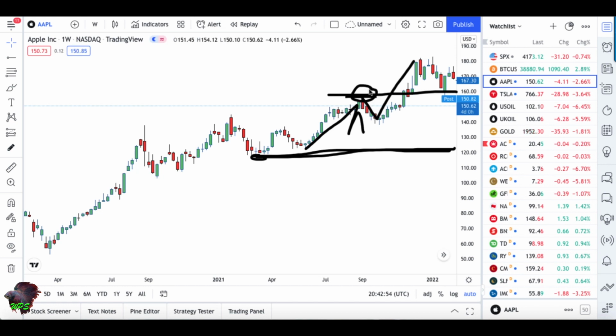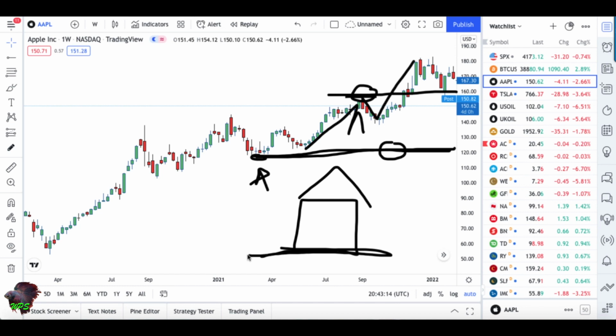This is the resistance that needs to be broken in order for the bulls to take over the market. Or this low has to be broken right here in order for the bears to take over the market. And this is support, okay? So imagine this as a house, okay? This is a house. You have a floor and you have a ceiling, okay? These two lines represent that.